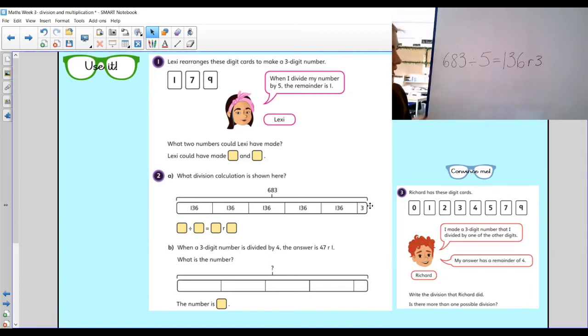So let me just check that. Let's do our short division method to check our answers. I can make 1, and then I'm going to rename, which is now 18. I can make 3.